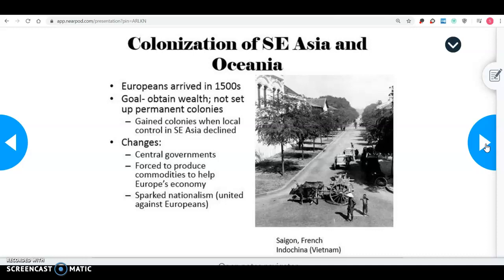Some changes that the Europeans brought were central governments. They were able to stabilize the region politically. They forced people to produce commodities to help the European economy. A commodity is a good or maybe a natural resource that can be used to make money. And the Europeans were famous at creating plantations, making people work so that they could extract those raw materials to make money. And the last big change is that it's going to spark nationalism and unite people against the Europeans.